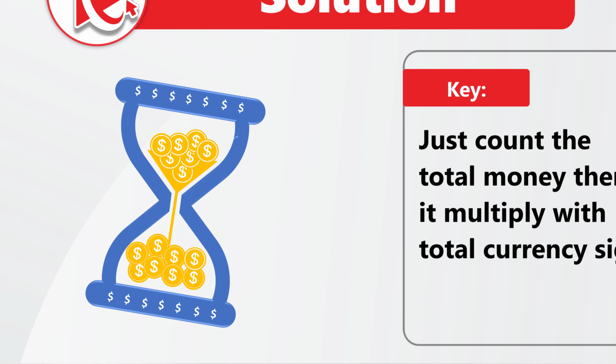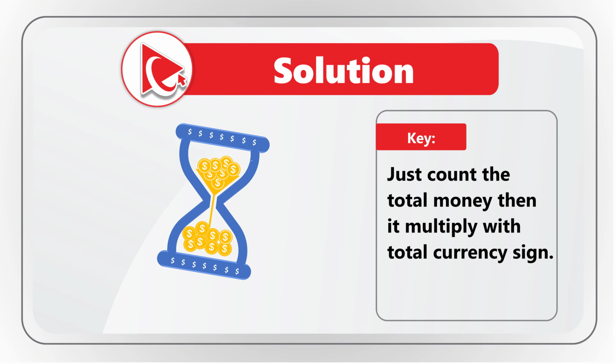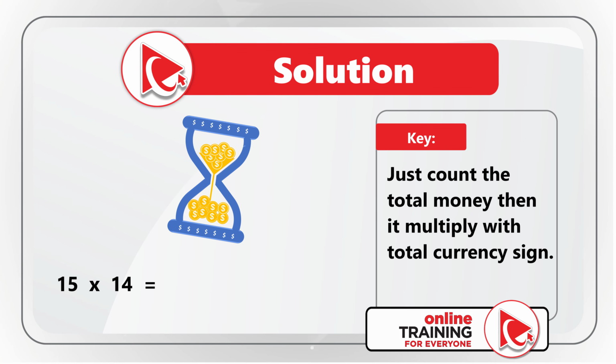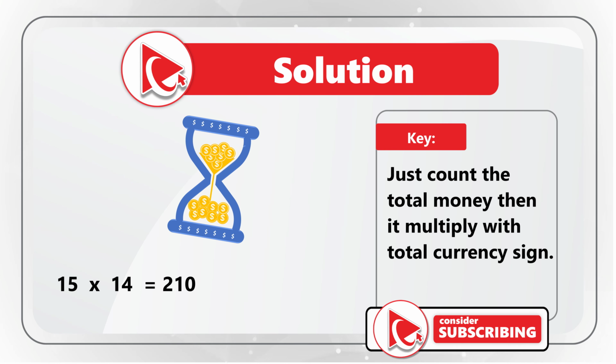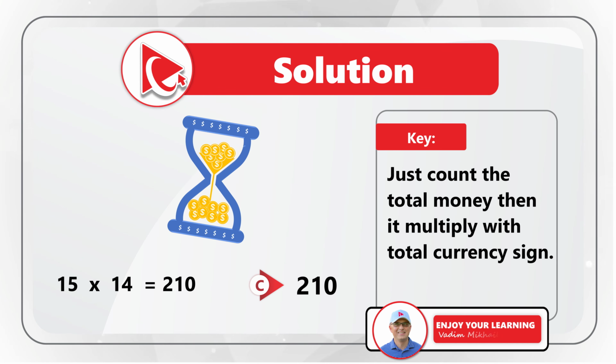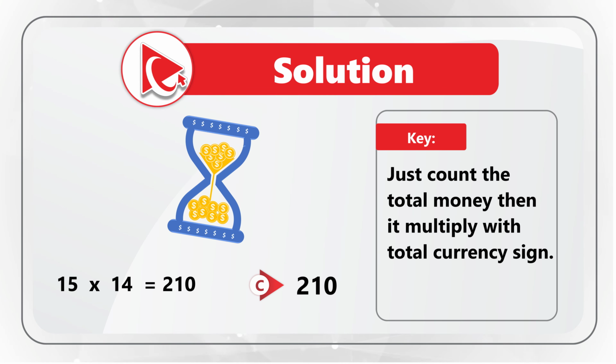And there are 7 dollar signs at the top and 7 dollar signs at the bottom. So the total calculation would be 15 coins multiplied by 14 dollar signs, and the total would be 210. So the correct answer here is choice C, 210. Did you solve it on your own? Please make sure to share your experiences in comments.